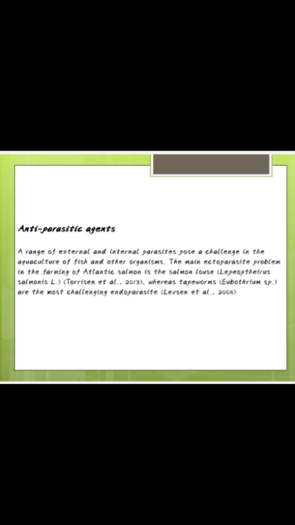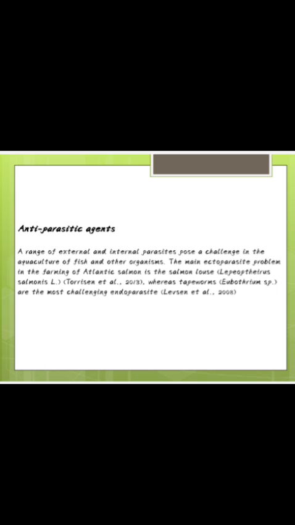So, next is anti-parasitic agents. A range of external and internal parasites pose a challenge in the aquaculture of fish and other organisms. The main ectoparasite problem in the farming of Atlantic salmon is the salmon louse, whereas tapeworms are the most challenging endoparasite.